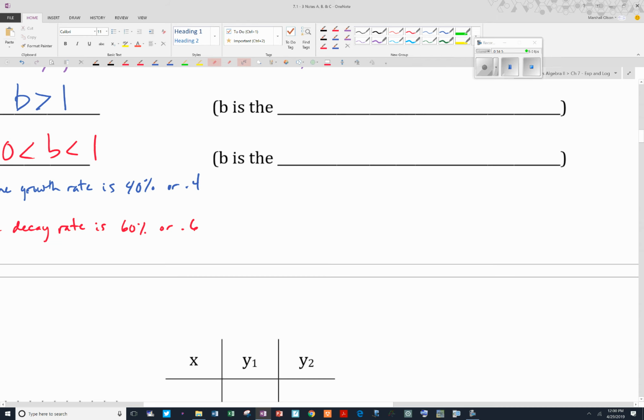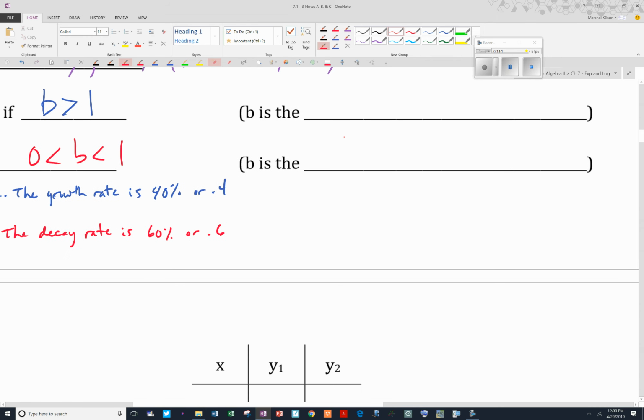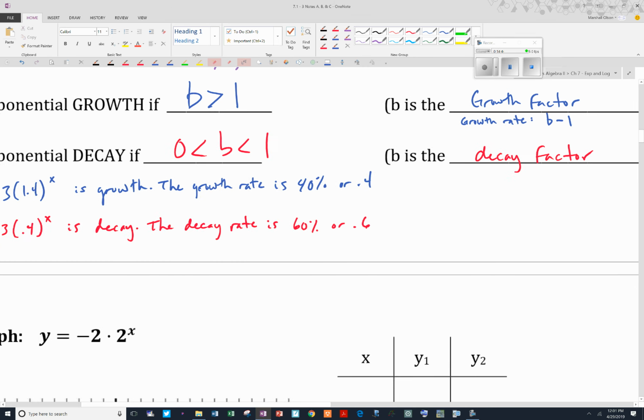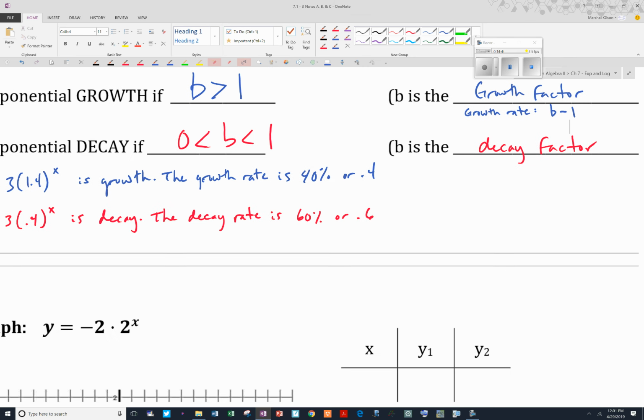Okay, B, that is known as the decay factor or the growth factor. So for this one, we could say the growth factor is the decay factor. But the difference between that B value and 1 is your rate, that you're either growing or decreasing. So in this case, I'm just going to put underneath here, the growth rate would be found by taking B minus 1. In our little example that we wrote down there, we had 1.4. Take 1.4 minus 1, you get 0.4.